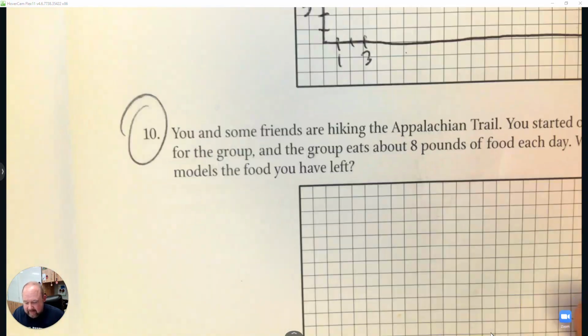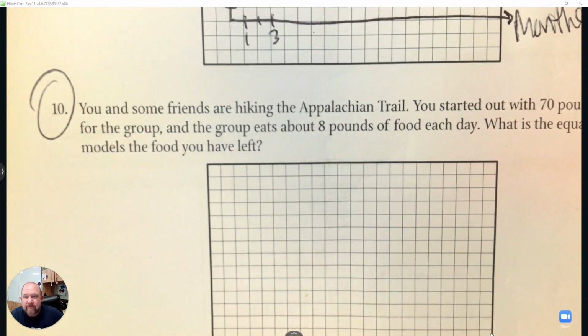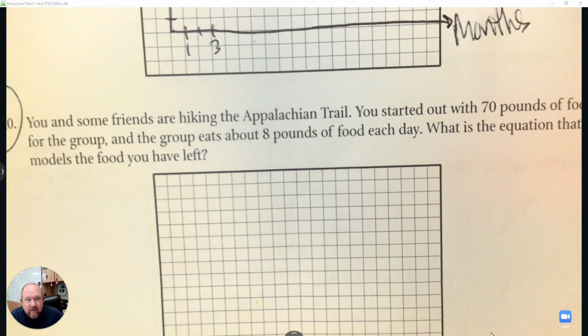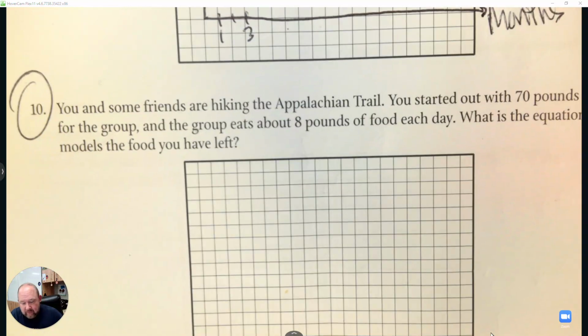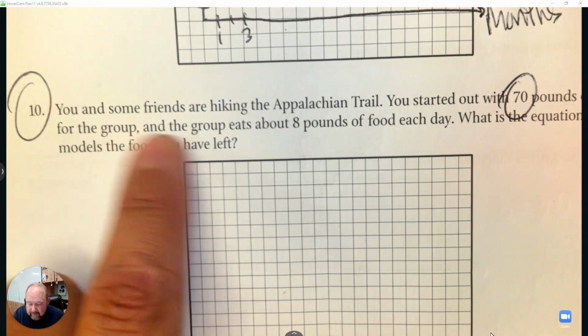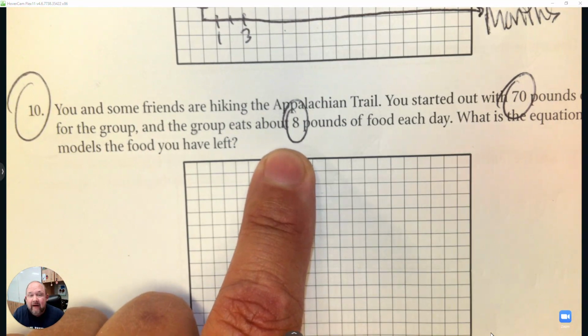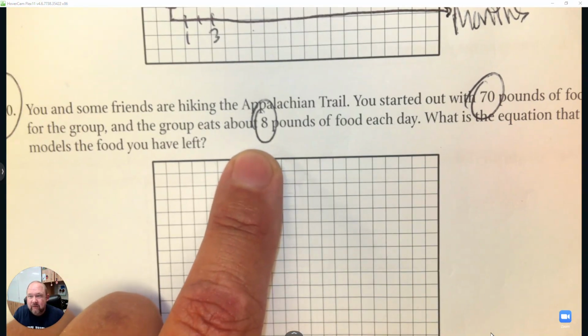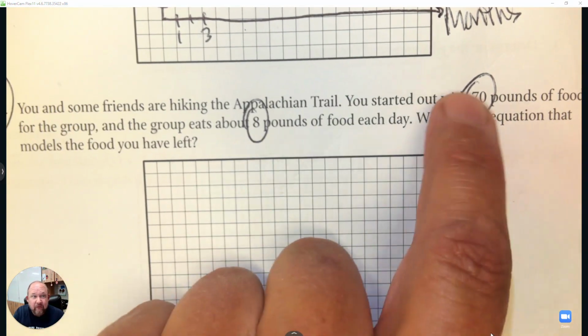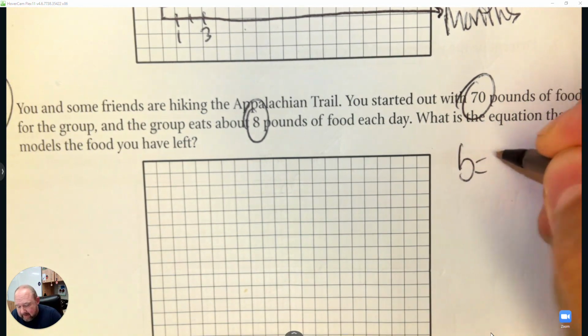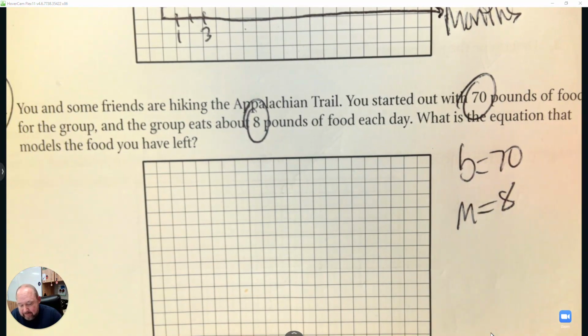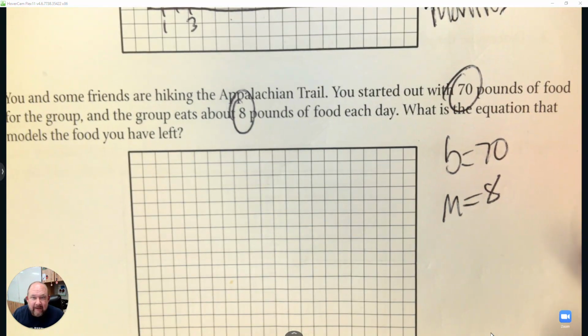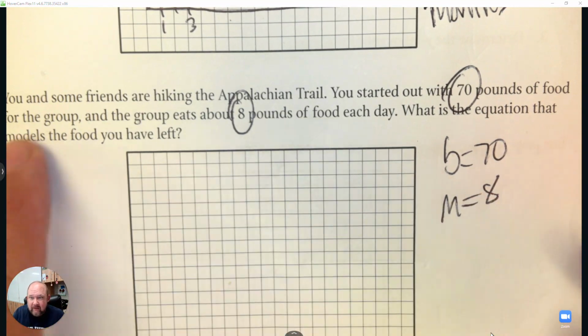All right, number 10. You and some friends are hiking the trail. You start out with 70 pounds of food in the group, and the group eats about 8 pounds each day. What's the equation that models the food that you have left? So 70 is our initial amount. We know that's the y-intercept. Slope is 8 pounds each day. That's the rate. So there it is right there. What's the equation for that?